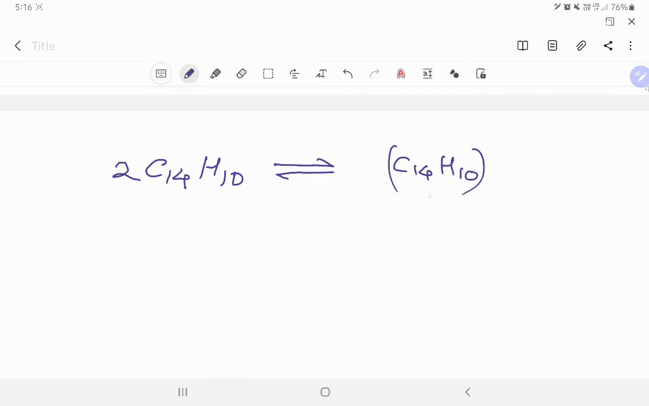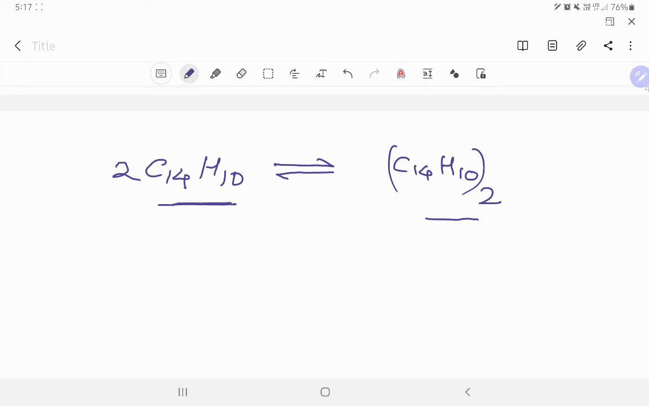C14H10 twice. Anthracene molecule undergoes dimerization, forms a dianthracene. This is the actual reaction. In usual case also, anthracene is in equilibrium with dianthracene if we prepare its solution in benzene or any other inert solvent. But if we bombard radiation on this solution, what happens?